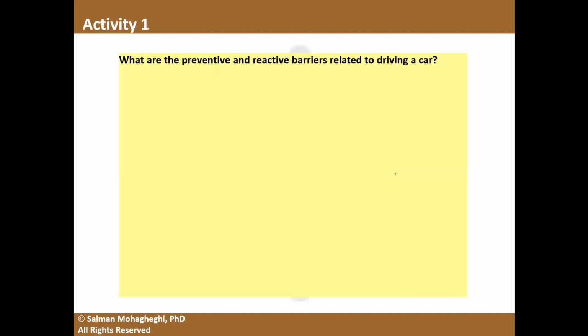Now, let's think about this a little bit. For the specific example of driving a vehicle, what kind of preventive and reactive barriers can you think of? You can pause the video at this point, think a little bit about this, and when you're ready, you can hit play. So assuming you thought about this, you probably came up with a lot of examples.